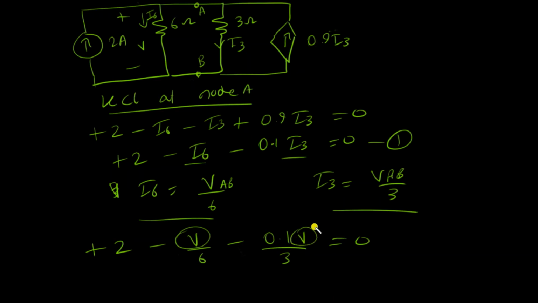So this is how you can combine elements and utilize your current laws or voltage laws in the simplified circuit to find voltages or currents. So I hope you understood.